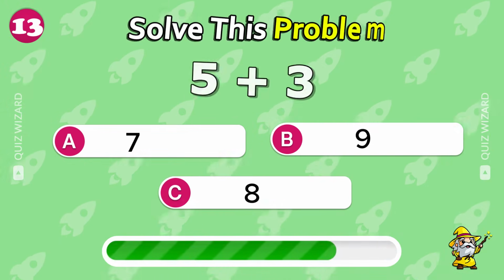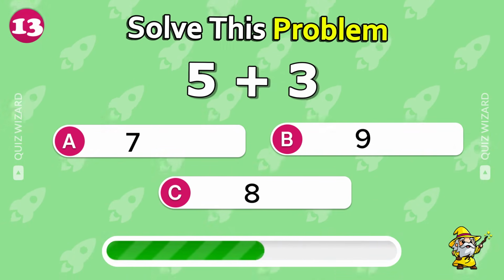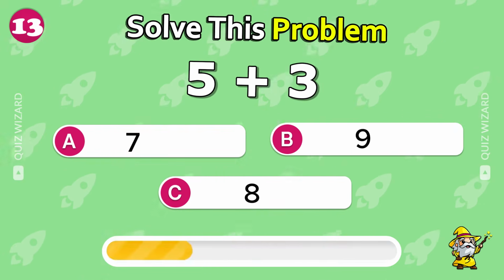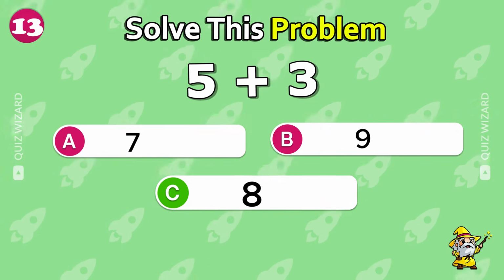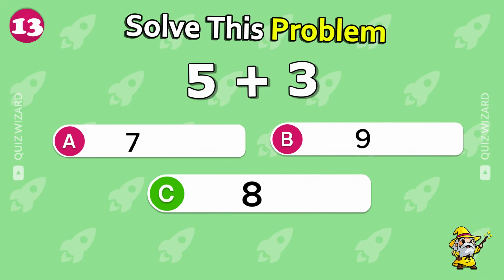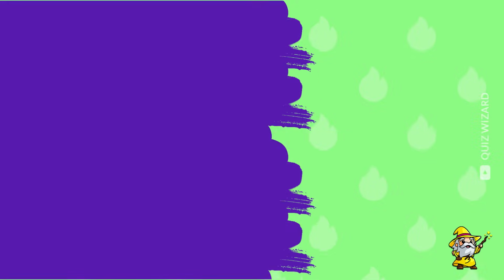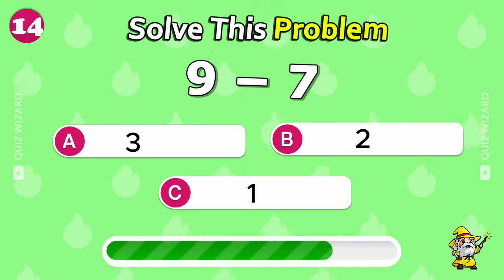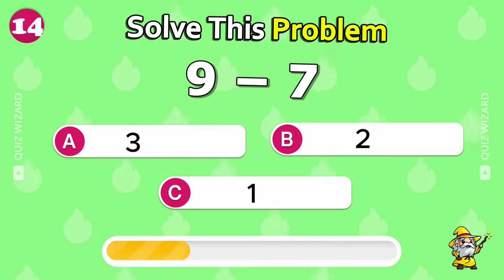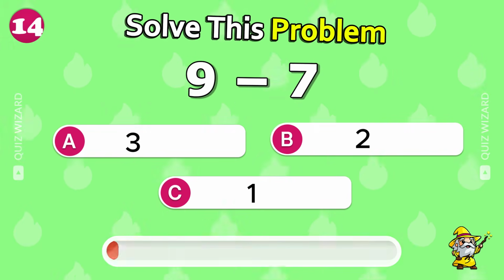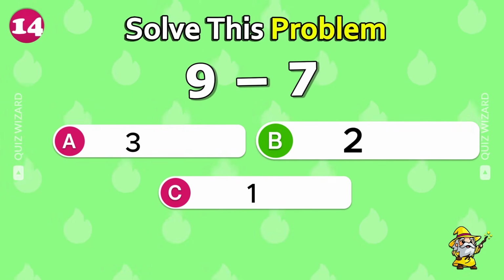What is 5 plus 3? 7, 9, 8. Correct is 8. How much is 9 minus 7? 3, 2, 1. Correct is 2.